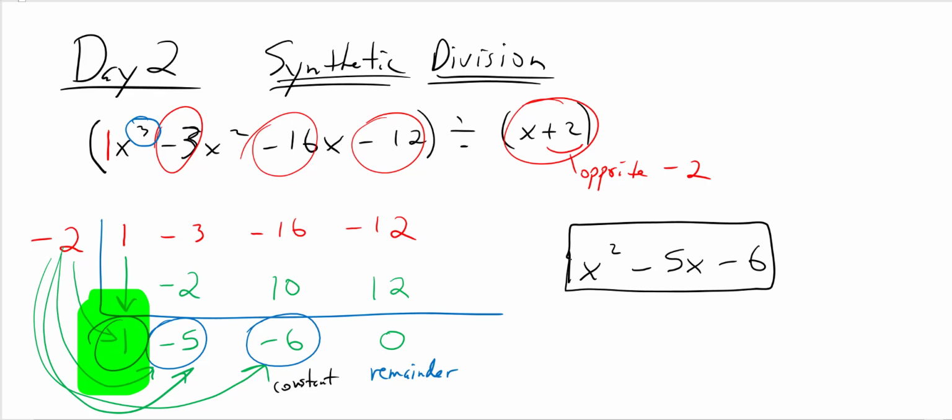Okay? So once again, you bring the first number down, and then you start multiplying. Negative 2 times that number, and then you write it in where it's green, and then you add it together, and you get negative 5. So you keep doing that until you get to the end. Sometimes you may have a 0, sometimes you may not.